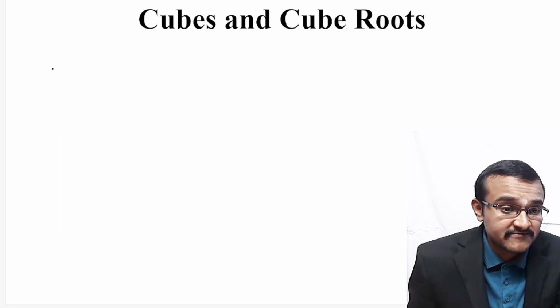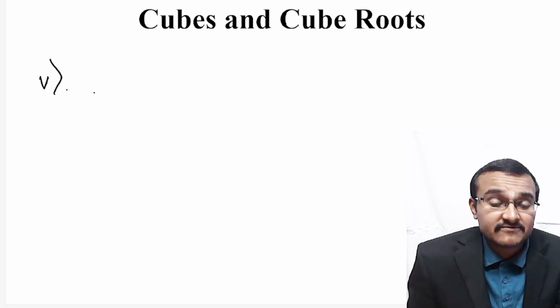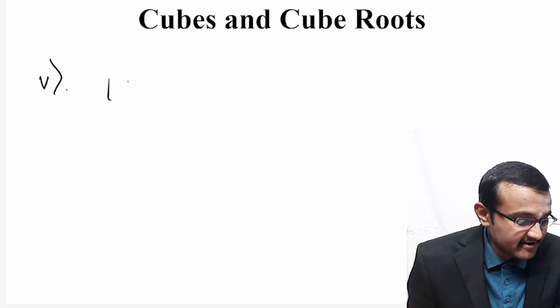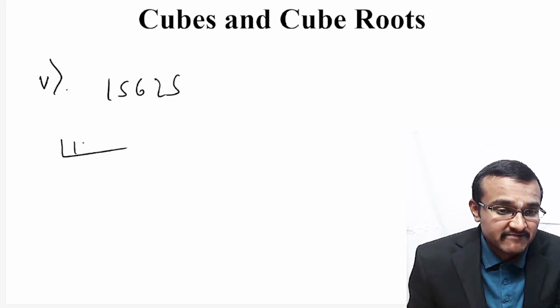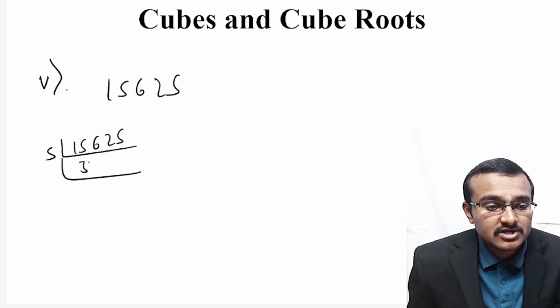So coming to the fifth question in this first question, you have 15625 as your number. So you can use the prime factorization method. So 15625 can go with 5. So 5 3's are 15, 5 1's are 5.